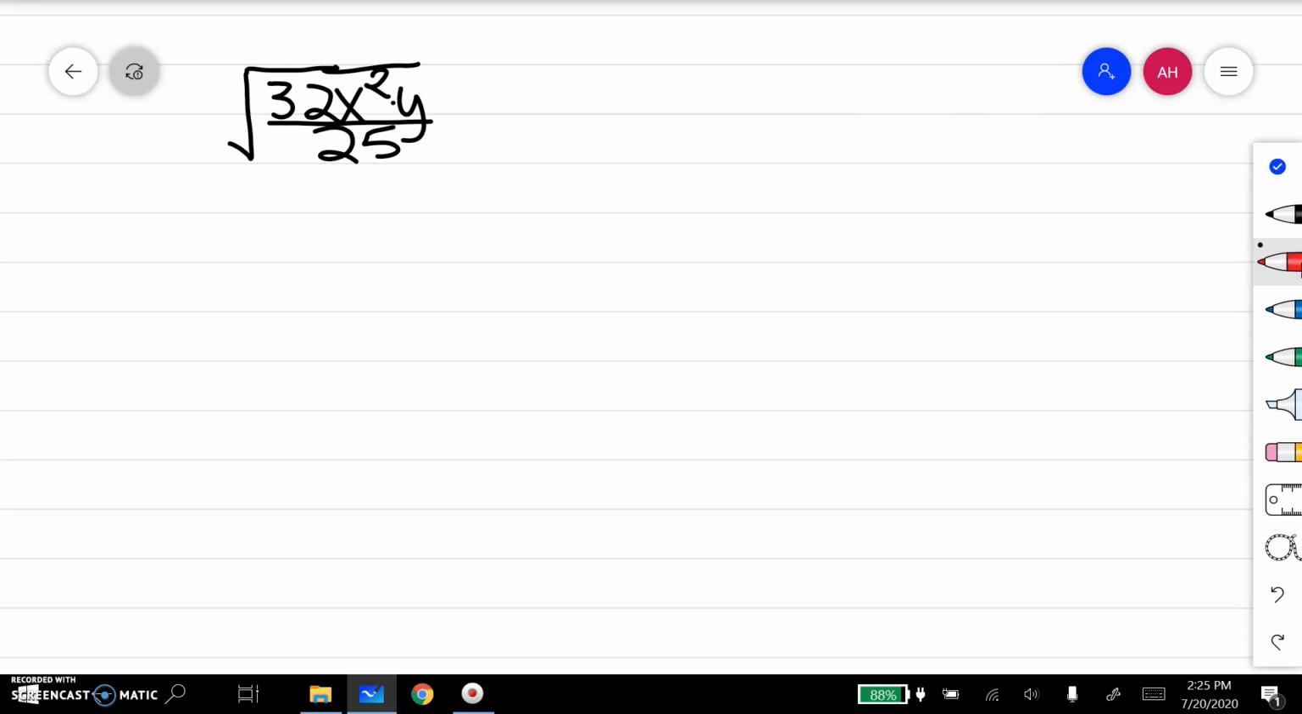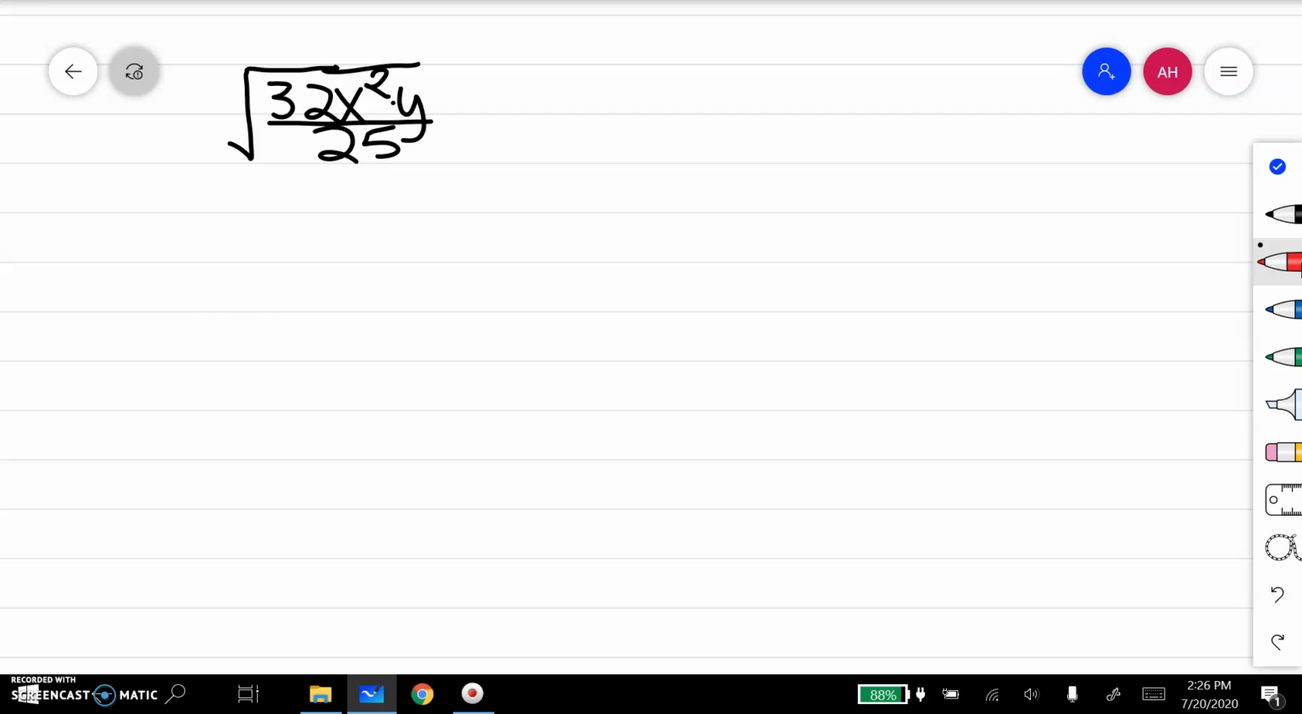Alright guys, on these where you've got a fraction, the first thing I would do is try to reduce the fraction on the top and the bottom. But if you look at 32 and 25, nothing goes into both of those, so we can't reduce it. The next thing to do is just simplify the top and bottom separately.